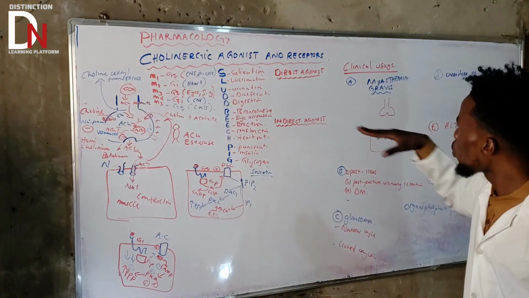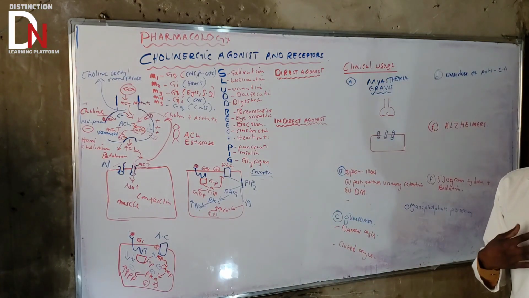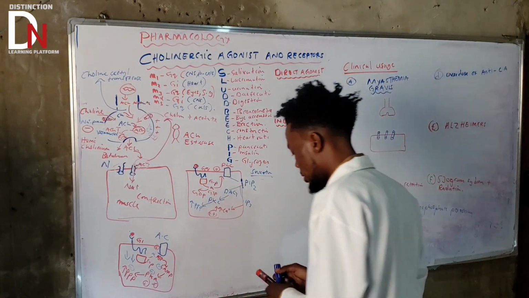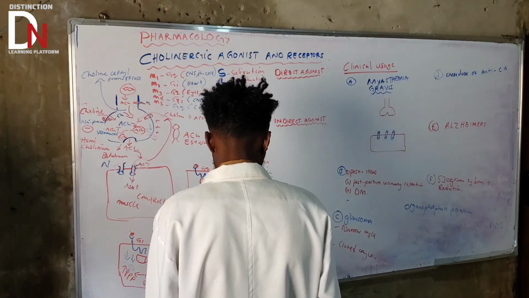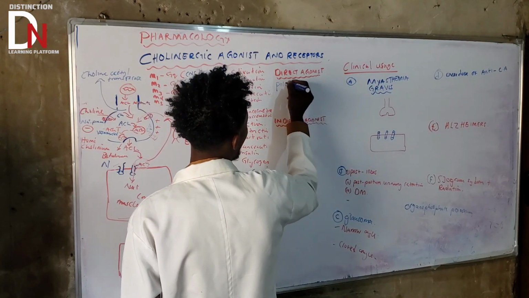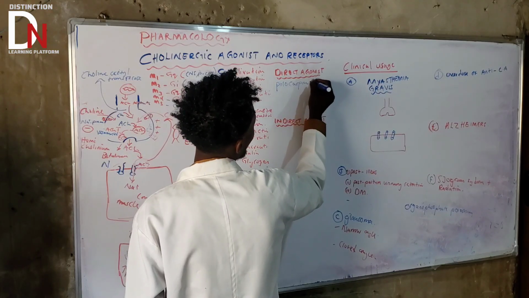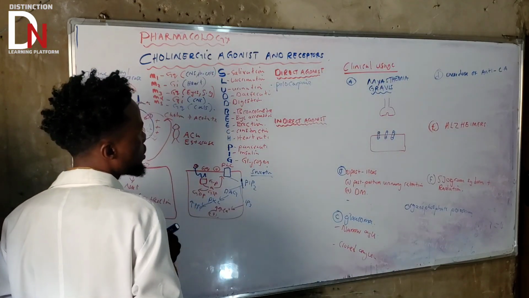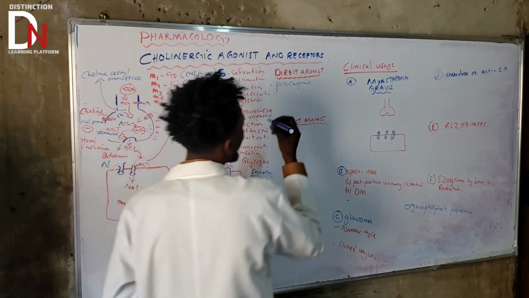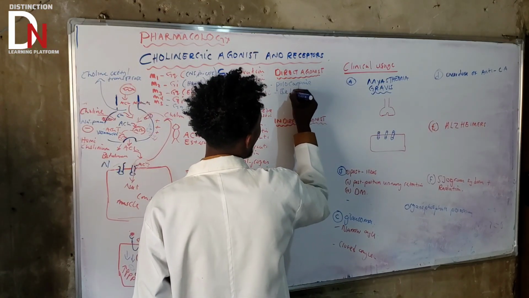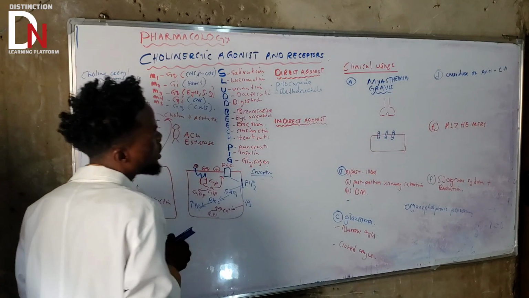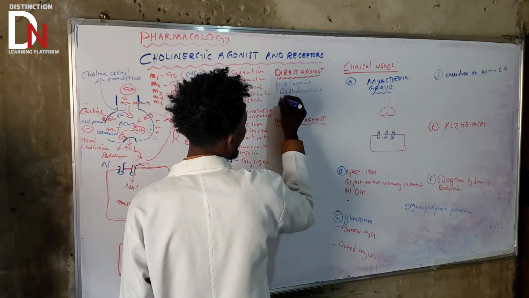Now, what are good examples of direct agonists that can be used clinically? The first one is pilocarpine. This is the first direct agonist. The second one is bethanechol.